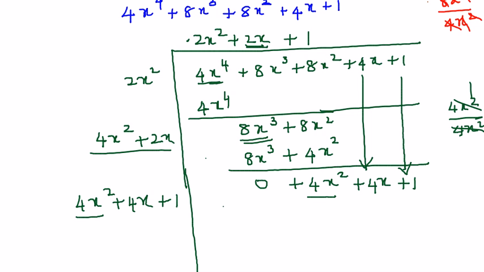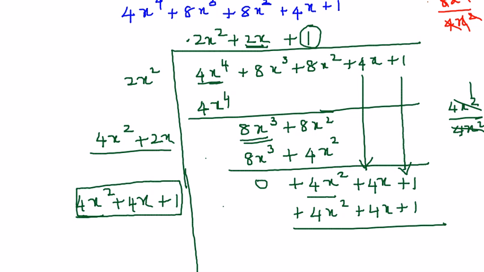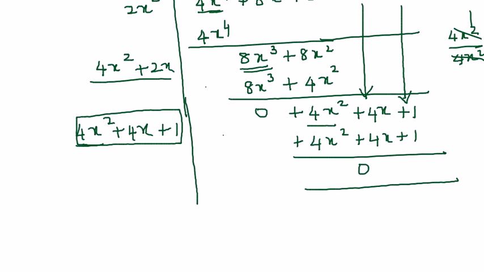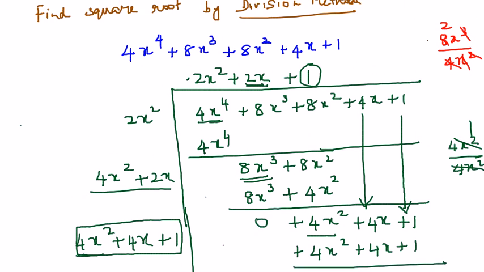So now multiply this 4x squared plus 4x plus 1, which you have here, with this quotient element here. So now when you multiply, you get plus 4x squared plus 4x plus 1. And when you subtract, you will get the remainder as 0. So the square root of this is going to be 2x squared plus 2x plus 1. Of course, put it within the mod symbol because it is always plus or minus.